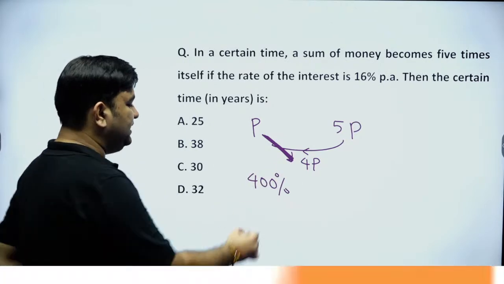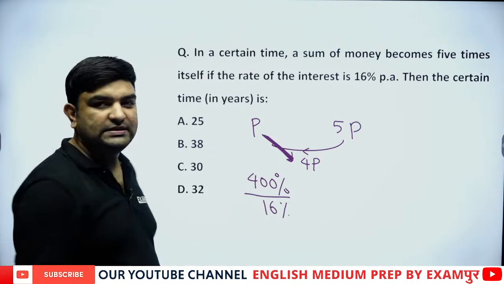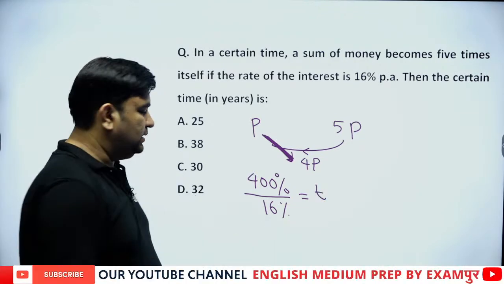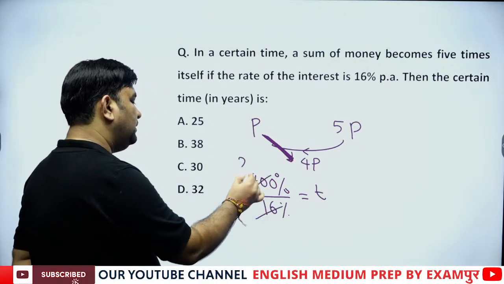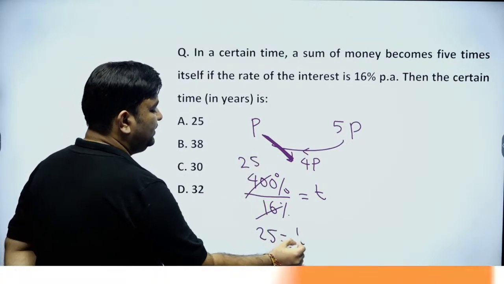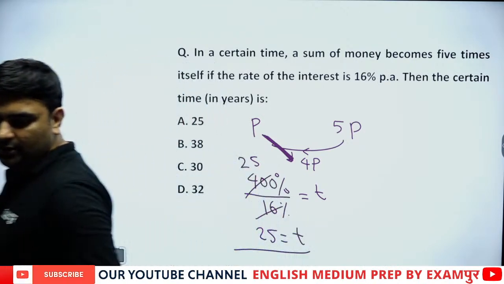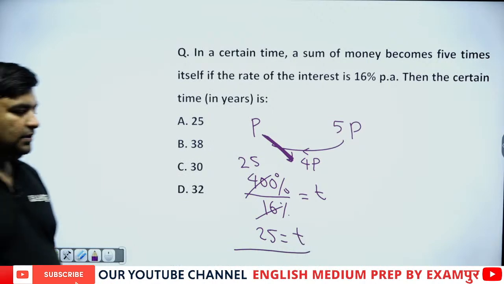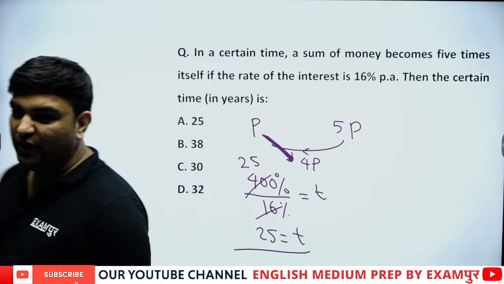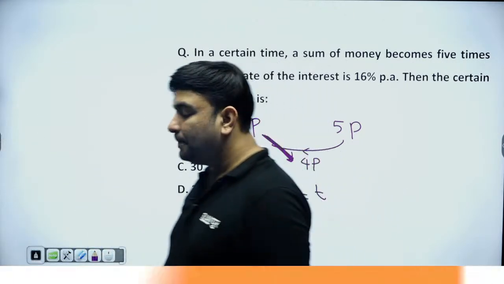Now 400% interest with the rate of 16 will take how much time? 16 times 2 is 32, 16 times 5 is 80. 25 years. So with the rate of 16 you will get 400% interest in 25 years. How many years? 25 years. Correct.